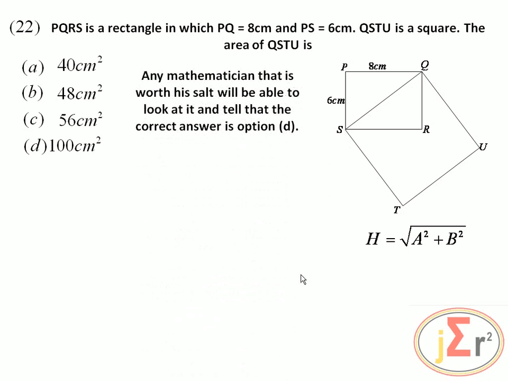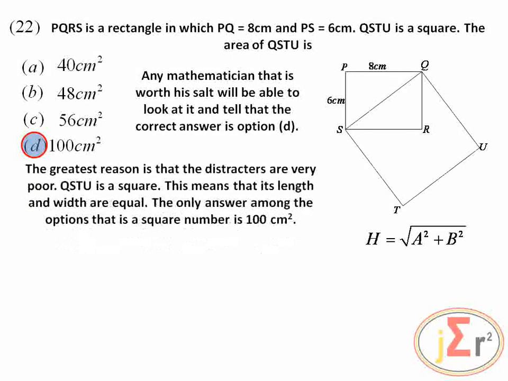Any mathematician worth his salt will be able to look at it and tell that the correct answer is option D, 100 centimeters squared. Why? The greatest reason is that the distractors are very poor.